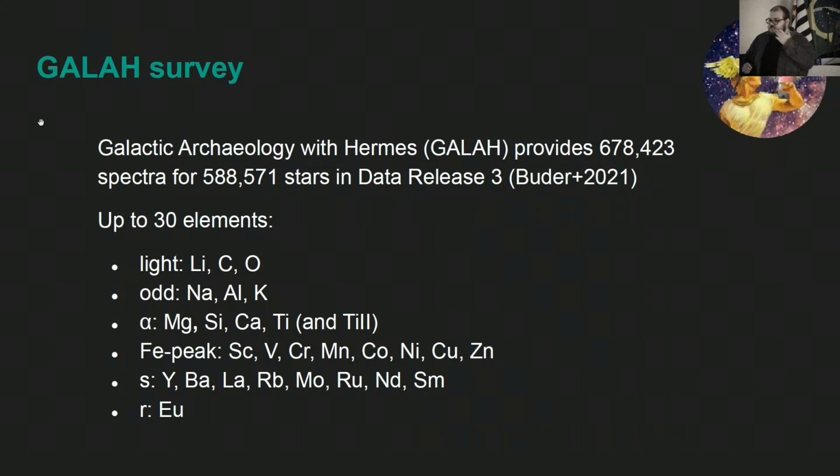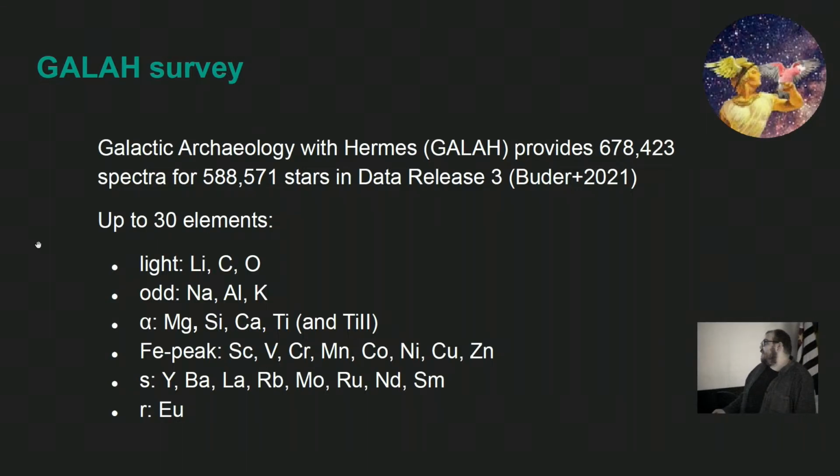So in my first paper, what I did was to use the GALAH survey. GALAH is the Galactic Archaeology with HERMES. It's an Australian telescope. It provides 680,000 spectra for 480,000 stars in the data release stream, and it has up to 30 elements available for these stars. And at the time, it was the only one that provided large quantities of stars with europium determined. So that's why I chose GALAH to do this study.